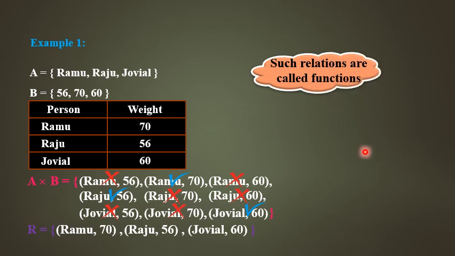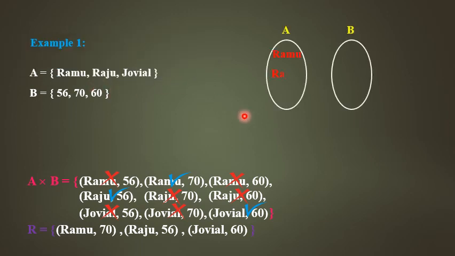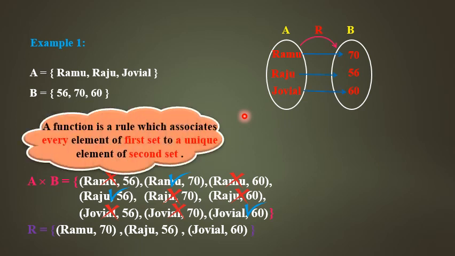Now look at this, such relations are called functions. Such relations we can call a function. It is better understood using the following arrow diagram. I take Ramu, Raju and Joel, and 70, 56 and 60. Now we connect Ramu with 70, Raju with 56, Joel with 60.